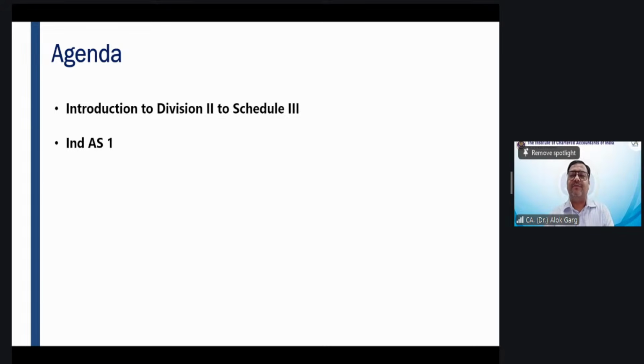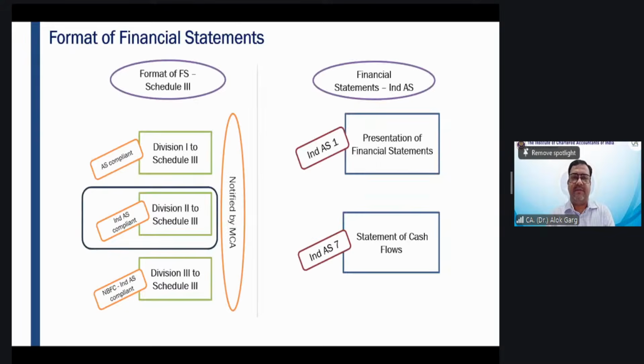There are a lot of posts on LinkedIn on 118, and on Google there is a lot of material. People are talking about 118, but for you guys, Ind AS 1 is relevant as of now. So Ind AS 1 is on presentation of financial statements. Then in the last class, we understood that under Ind AS there are two standards which deal with the presentation related aspects.